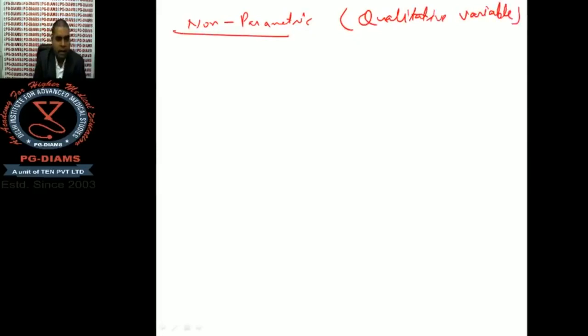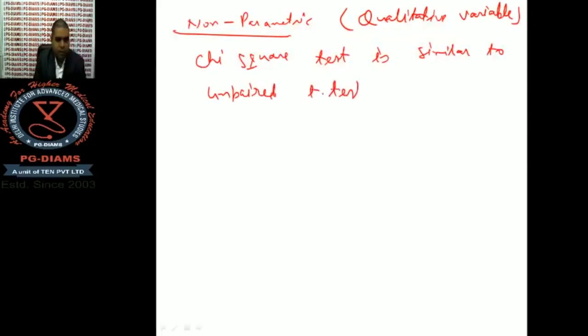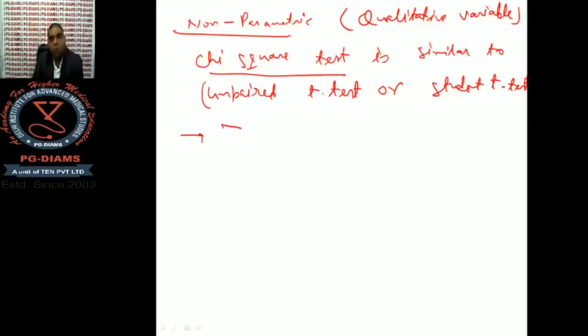Okay? And chi-square test is similar to unpaired t-test or student t-test. Student t-test is the unpaired t-test. Okay, it is the same name. That means in chi-square test you will have two groups, but what you will measure? You won't measure the mean. The result will be measured in terms of median or proportion or percentage.